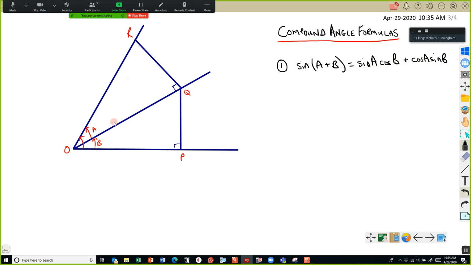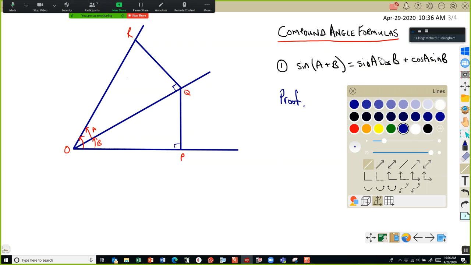Now we're going to prove that using these two triangles. I've got two right angle triangles. I've got OQR, which has the angle A, and then the other triangle OPQ, which has the angle B. Everybody can see that? Okay, so this is our proof. I'm going to draw some construction lines on this diagram. These lines are going to help us prove this equation.